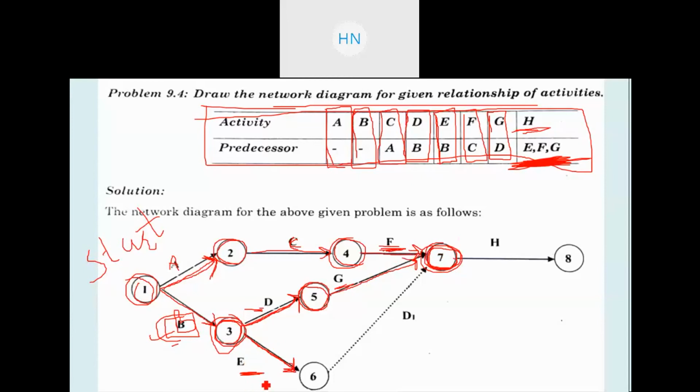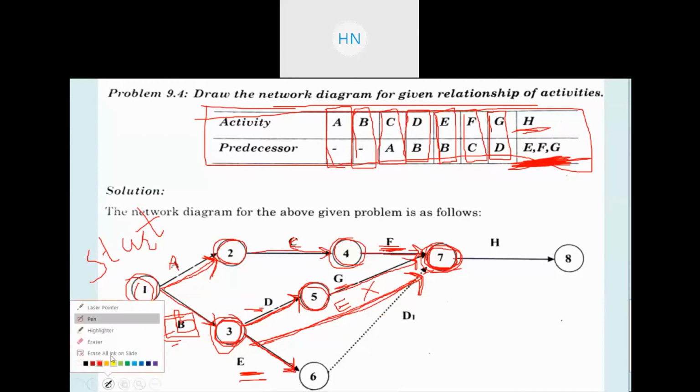But if you want to combine E directly, as you can see on the slide, that is not possible, because it violates the rule of the network: you cannot have the same starting and ending event for two different arrows. For example, events number 3 and number 7. If I do it like this, it will be an error, because it will have two parallel activities, D, G and E. That is not possible here.